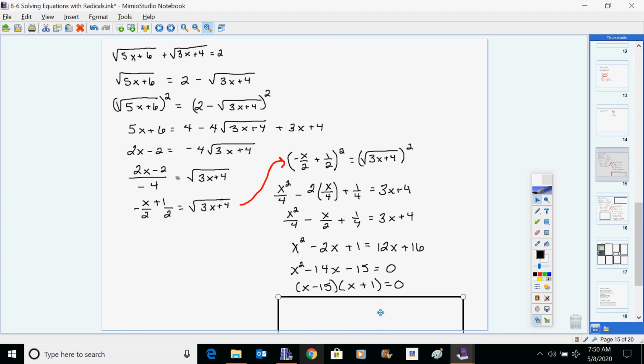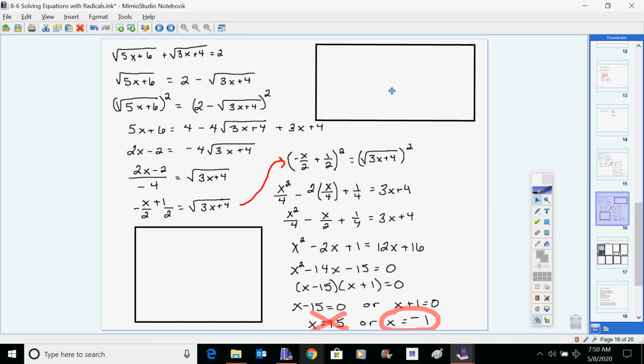This one factors nicely. And so your two possible answers are 15 or negative 1. Then you can check those things. So the next slide has the checks on them.